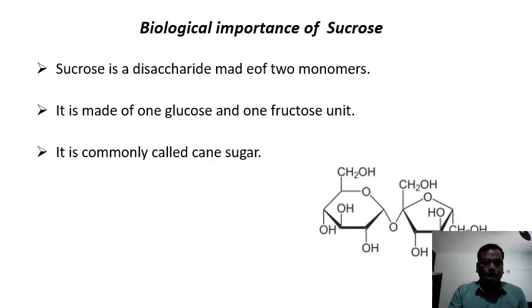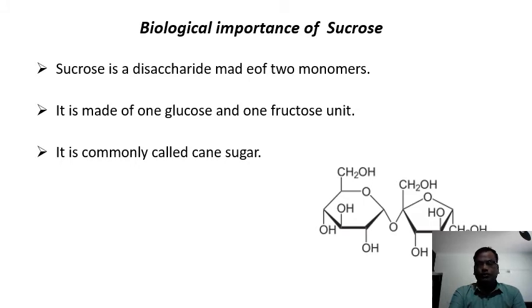And sucrose is a disaccharide and it is made up of two monomers. It is made up of one glucose and one fructose unit. So sucrose is made up of glucose and fructose units, and it is commonly called cane sugar. So the table sugar, I mean the sugar which we use for cooking in our food items, that is mainly sucrose. Okay, and this sucrose is mainly found in sugar cane. That's why it is called cane sugar.